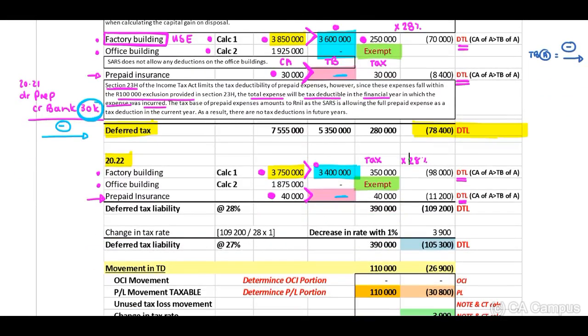The total deferred tax liability for 2022 is, sorry guys, it's this one here, deferred tax liability, 109,200. Look at the yellow, 109,200. Therefore, this will move from 78,400 to 109,200. But this 109,200 is based on 28% tax rate. In future, this tax rate will now be 27%.